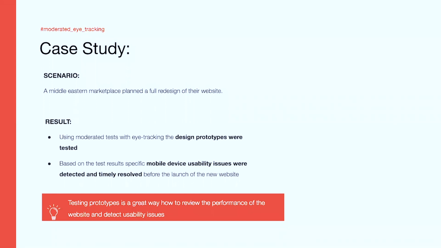For example, users spent around 35 seconds looking for the city selector on the website, which is a very crucial aspect of this marketplace. This means users would get frustrated just by looking for the city selector in order to purchase an item. During these tests it was detected, and it was resolved in time before the website was launched.